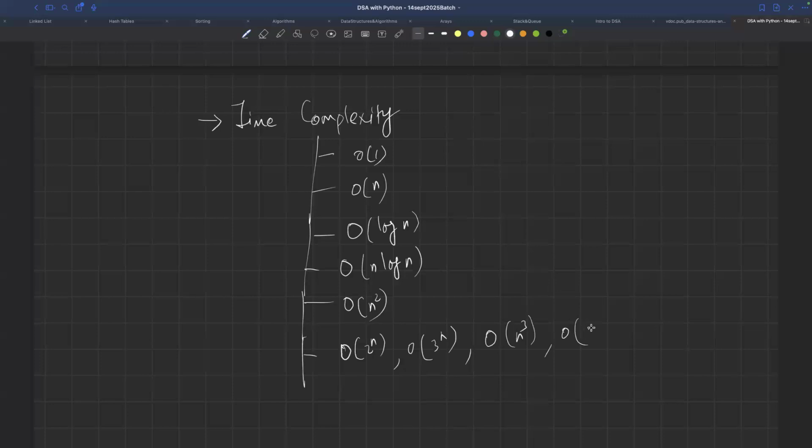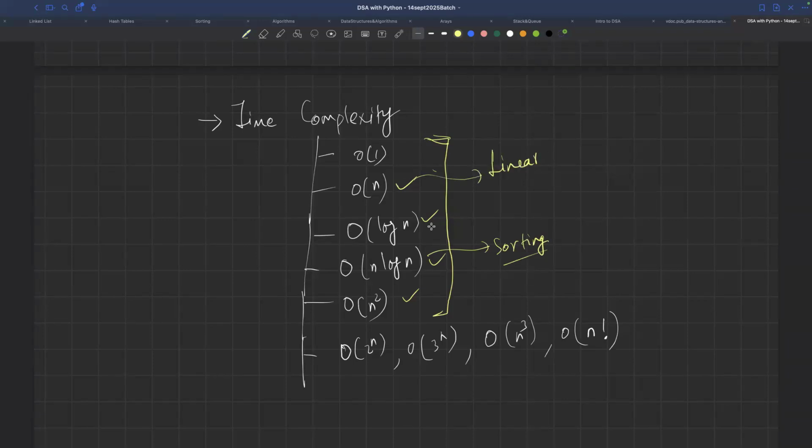These are considered to be very poor choices. Normally we will be very happy and content if we are able to use these, because normally we will be using these. We'll come across O of n, O of log n, O of n squared, O of n log n. Usually when we are learning about sorting, we will see O of n log n. Otherwise the most common one you will see is linear, and then this will be logarithmic. And this we will say is quadratic. There can be others also.